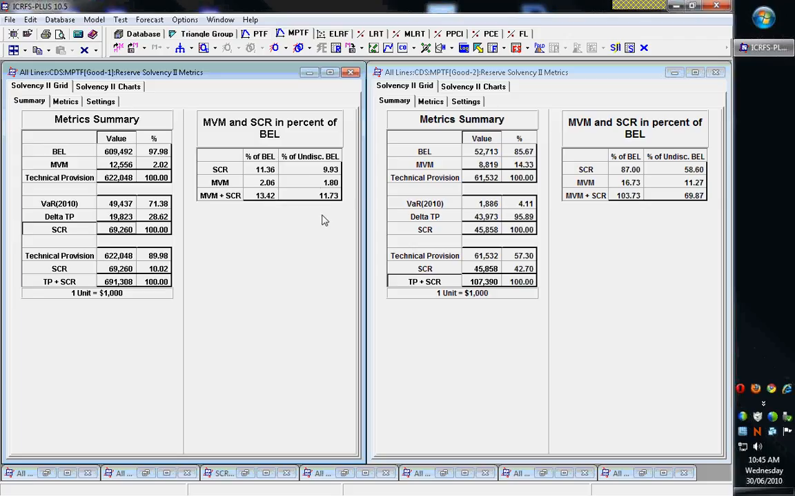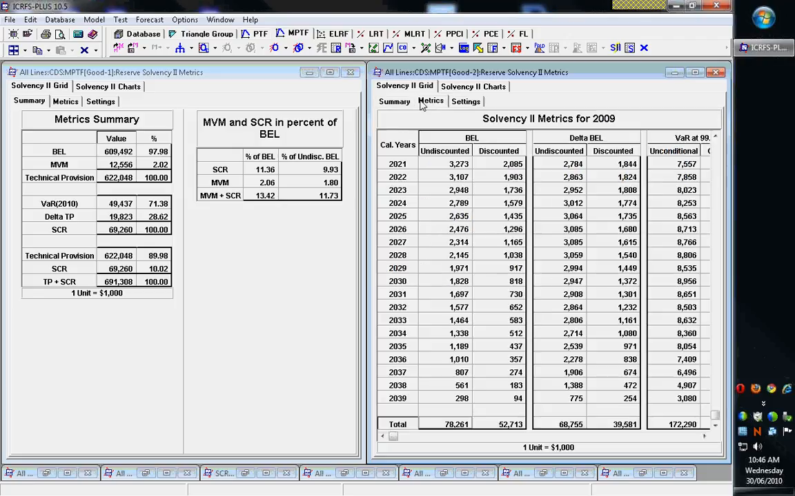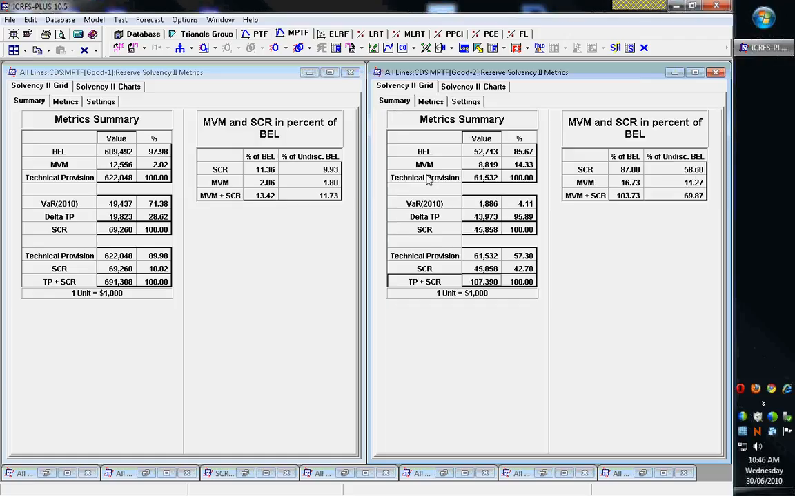Now, this isn't the same for LOB4. And if we just look at these percentages, we can see that we get significant percentages coming out of the percentage of discounted BEL that we're adding on. And if we compare the figures, we've got 107 million here, and our undiscounted BEL, if we jump to the metrics tab, is 78 million. Well, why does this arise?